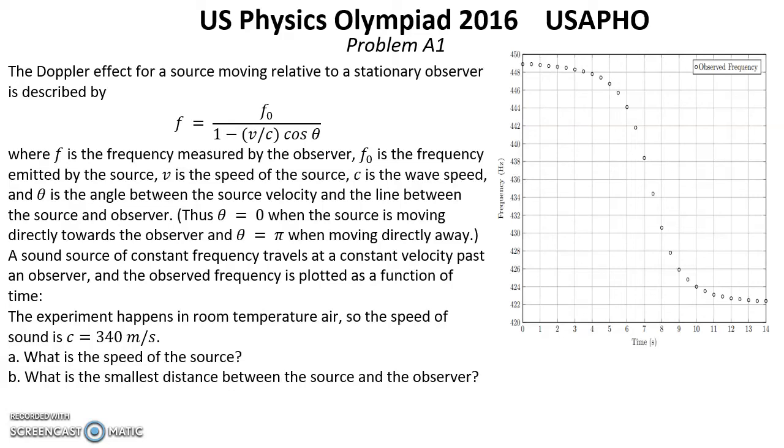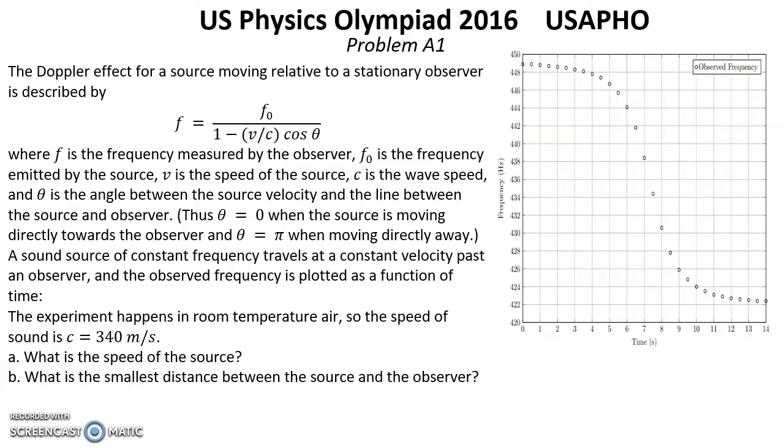US Physics Olympiad, year 2016, USAPHO. Final round. This round consists of two consecutive parts. Part A, which had 4 problems, and part B with 2 problems. For each part they were given 60 minutes, and the solutions for all these problems you can find in the reference of the description below this video.